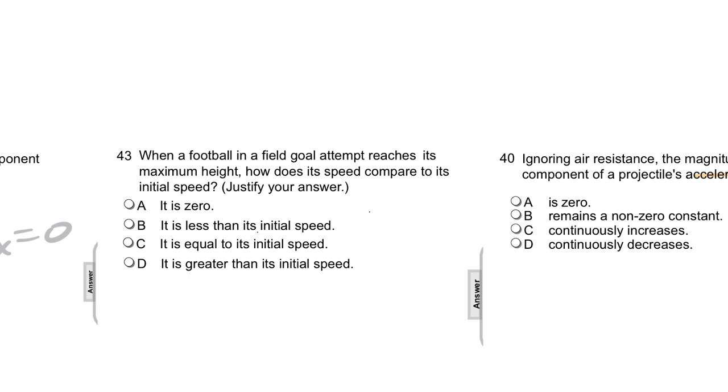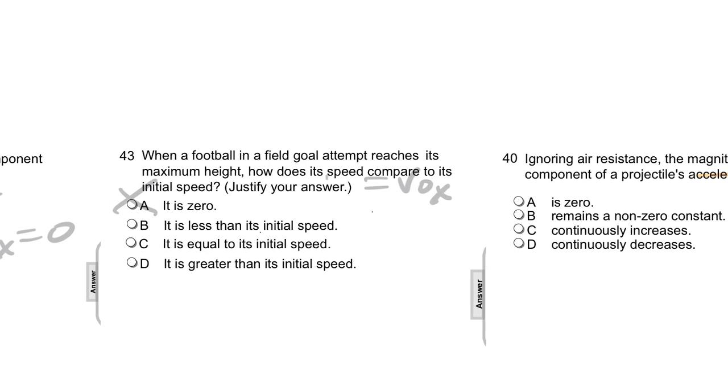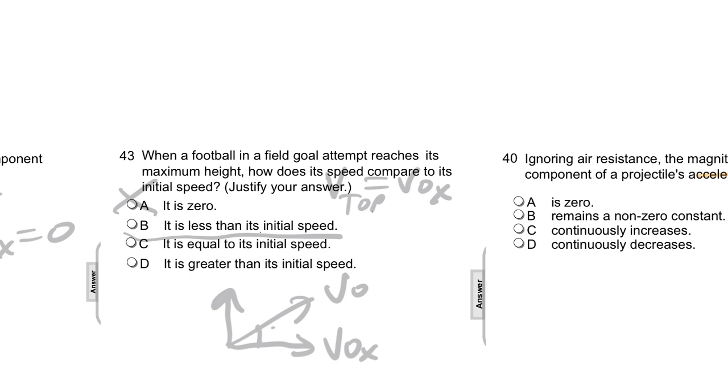When a football on a field goal attempt reaches its maximum height, how does the speed compare to its initial speed? Well, it's always less. It's not 0. It equals the Vox. So V at the top is equal to Vox because there's no Y component. So it's less than its initial speed. Its initial speed is Vo. Vox is always going to be smaller than Vo, at a launch angle.